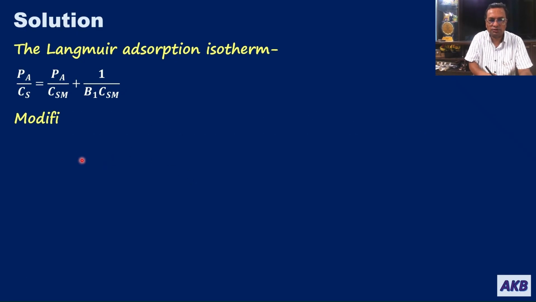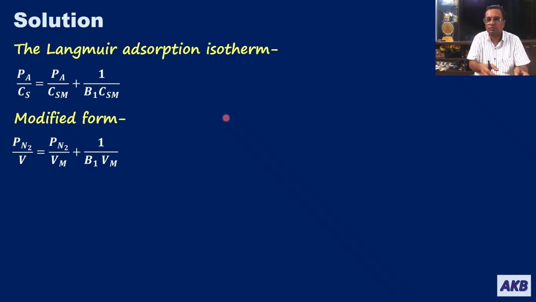We will be modifying it as I said. So it will be Pn2 by V. A is N2, so Pn2 by V; Cs we have replaced with V. Pa again is Pn2, and Csm we are replacing with Vm, plus 1 upon B1, the constant will remain as it is, and Cs we are replacing with V. Now we have expressed the Langmuir adsorption isotherm in terms of volume of adsorbate adsorbed per kg of adsorbent. Let us move ahead. Now further, I want to have this ratio in this equation.